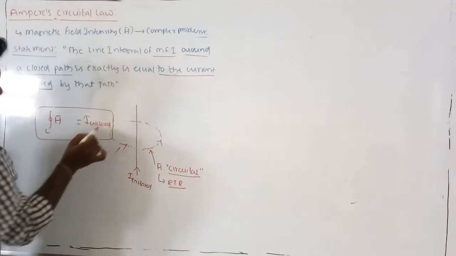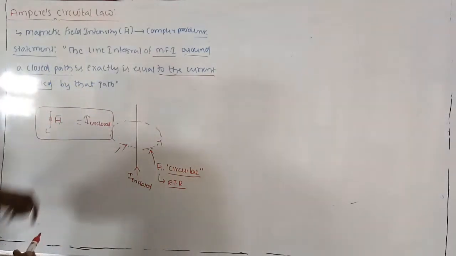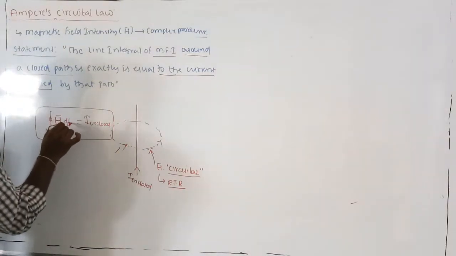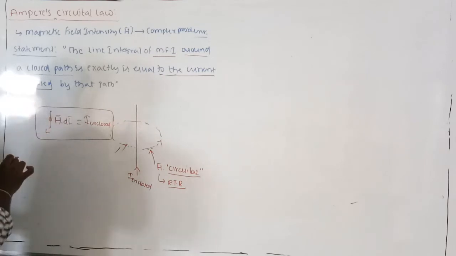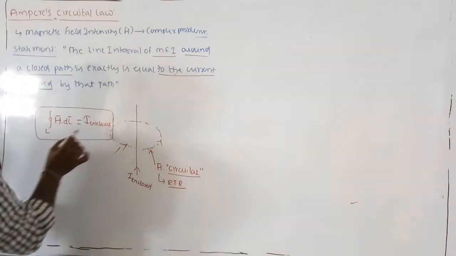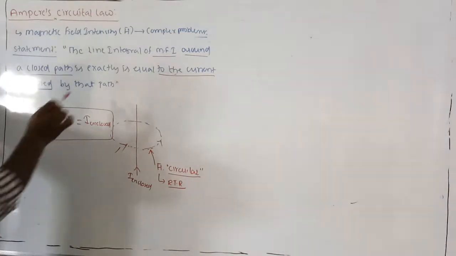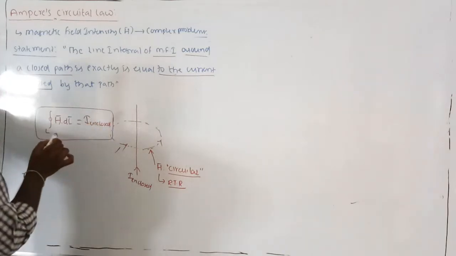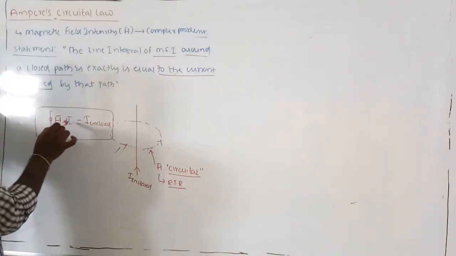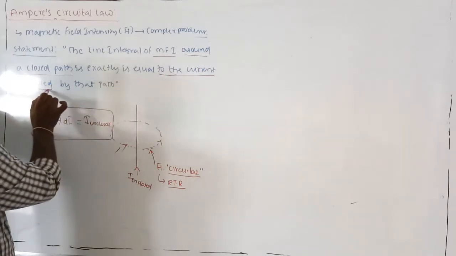Now, what should we do to correct this mathematical expression? We should write the differential vector length with the dot product. So H bar dot dl bar is equal to I enclosed. Once again I am repeating here: the line integral of magnetic field intensity, line integration is here, magnetic field intensity is here, is exactly equal to the current enclosed by that path.